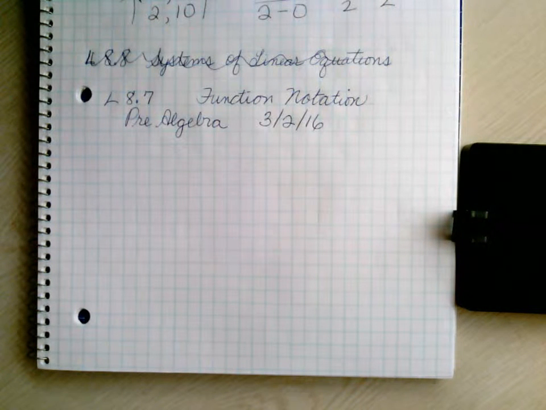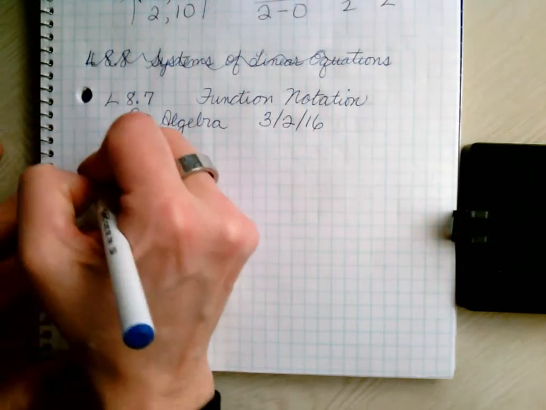Lesson 8.7, function notation. In 2001, a balloon like the one pictured was launched out of McMurdo Station in Antarctica. In the fourth example, you'll see how function notation can be used to explain the balloon's altitude as a function of time.